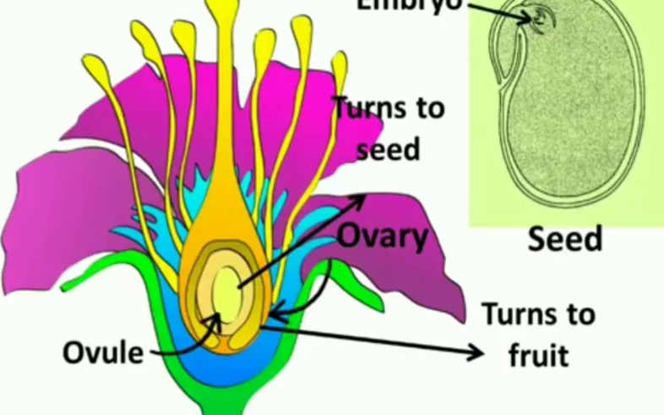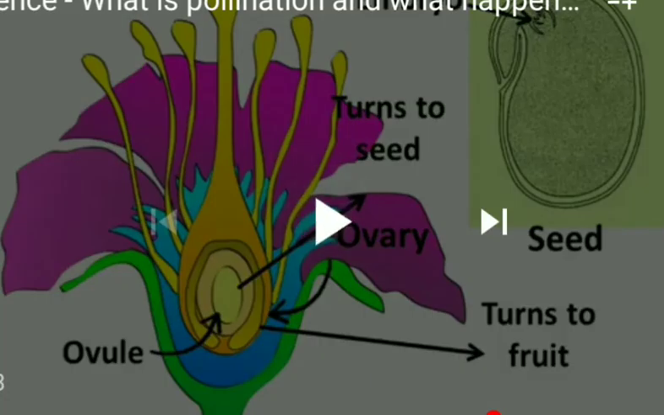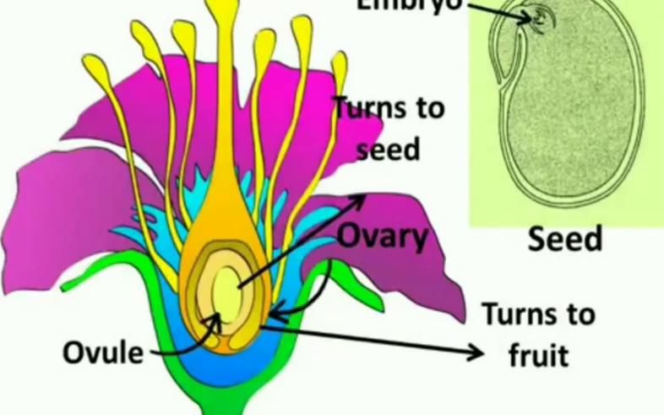So after the pollination, pollen grains fall on a stigma, then the pollen grain germinates and mating of the male gamete with the female gamete occurs. Then post-fertilization events occur. Means here the ovary wall is converted into fruit wall. Ovary is converted into fruit.